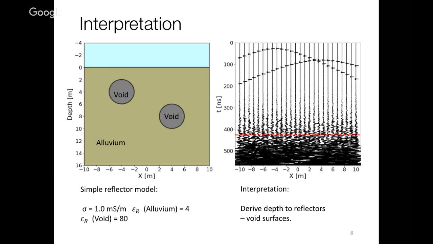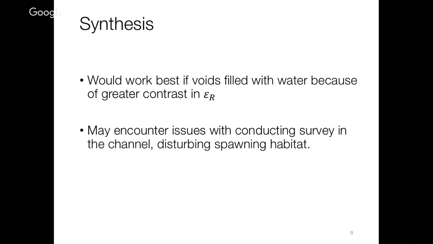Since this survey actually hasn't been conducted, we used the app to show you an example of what would happen if we were to encounter voids in the alluvium. So our dielectric permittivity for the alluvium was 4, and for the voids it was 80 if they were filled with water, and you can see that they're reflecting quite noticeably in comparison. I think we'll leave it at that, but we think that the survey would work best if the voids are actually filled with water.